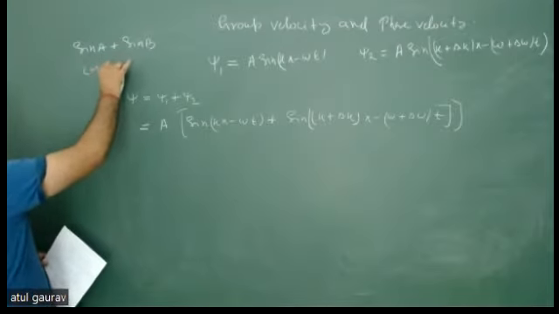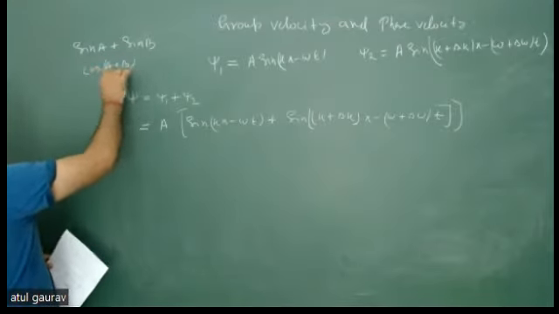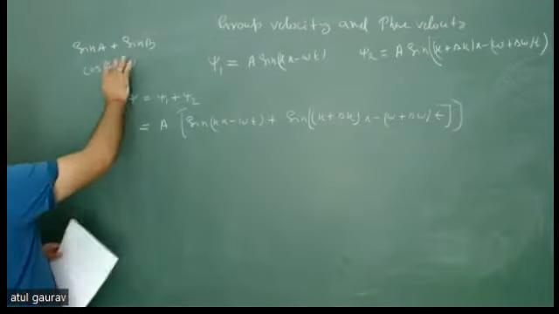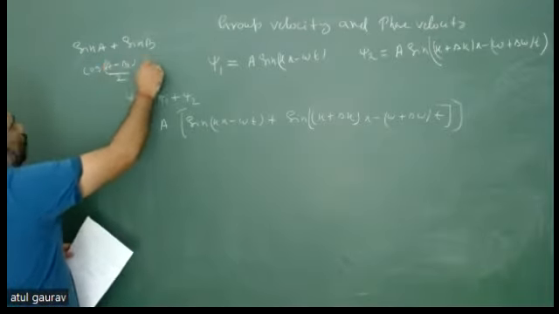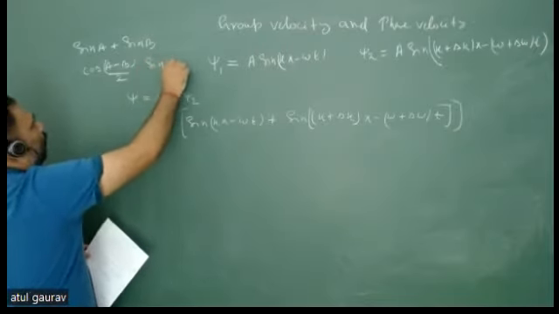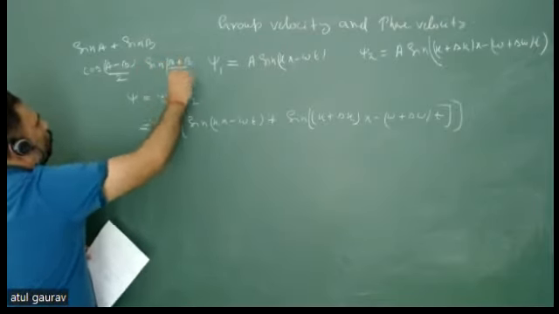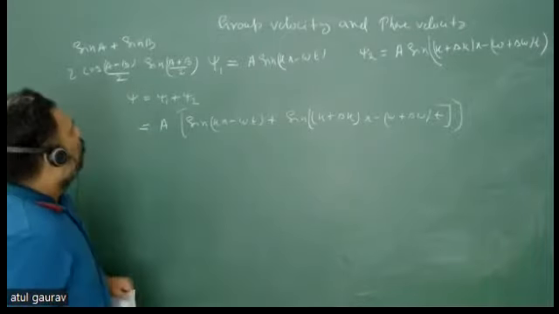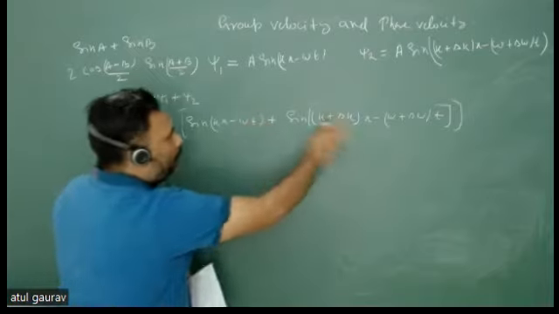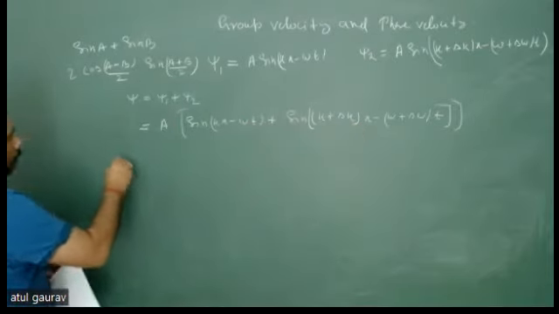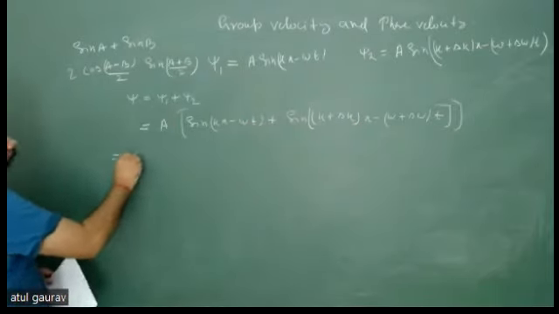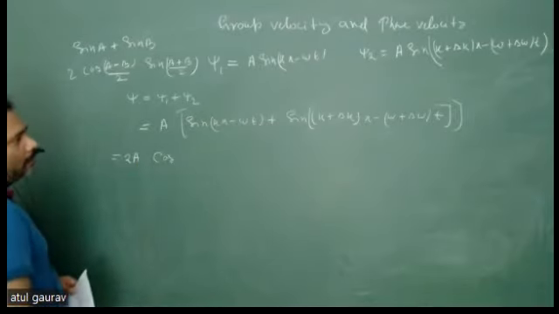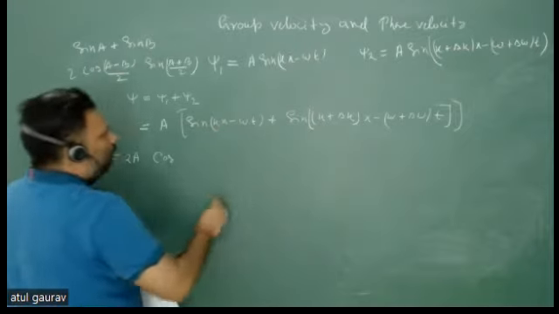Sine A plus sine B is equal to 2 times cos of (A minus B) by 2, and sin of (A plus B) by 2, isn't it? Yes. So this is my formula. So I can use, this is my A, this is my B. So this value is equal to 2A, and the first thing is the cos part. So cos (A minus B), so what do you have?